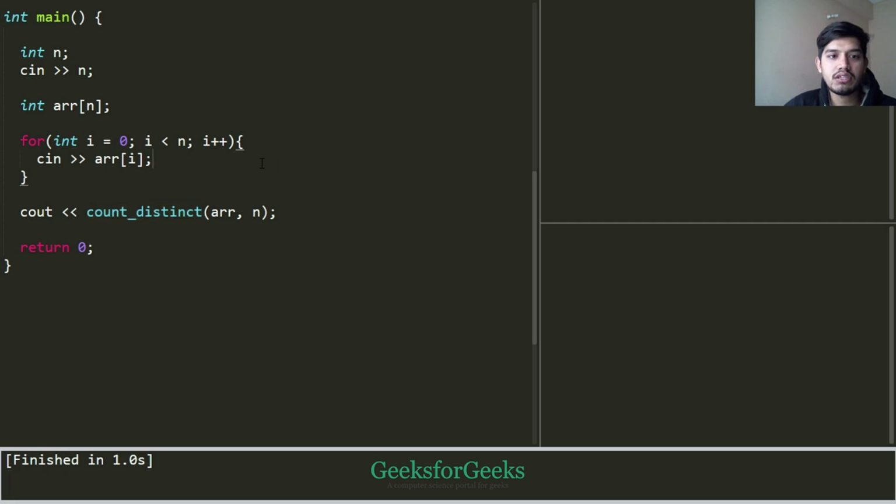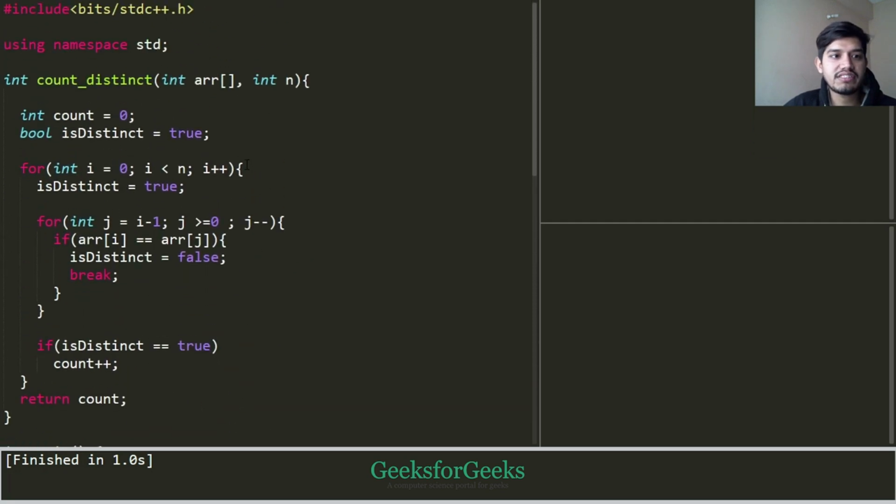Now let us see what this count distinct function does. It is an int type function, meaning it should return something. It returns the count of the distinct elements. Here we are taking an integer array and an integer n. Initially count is 0, and we have declared a boolean variable isDistinct, which is initially true.